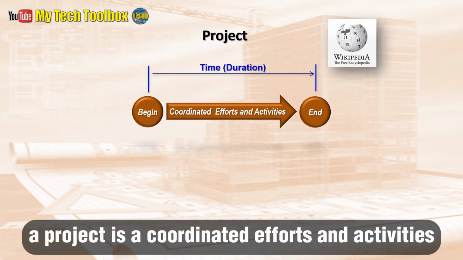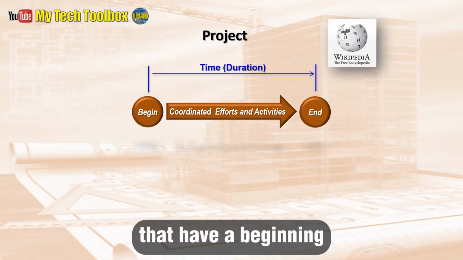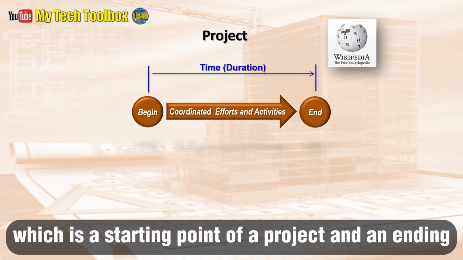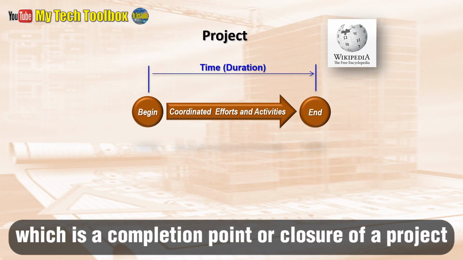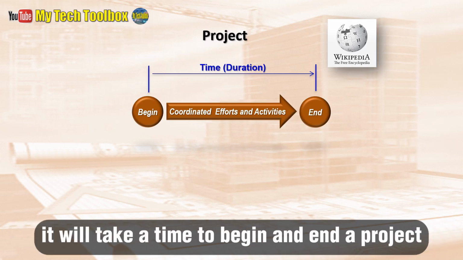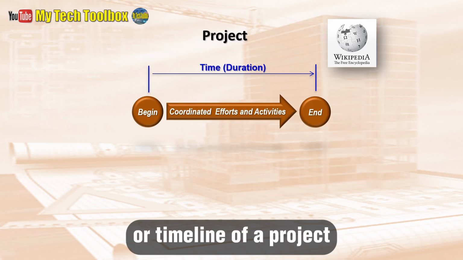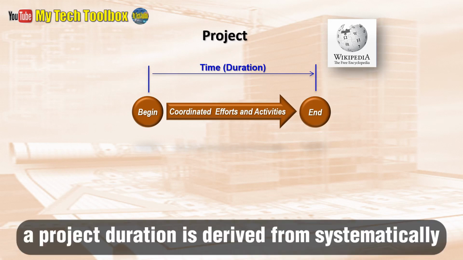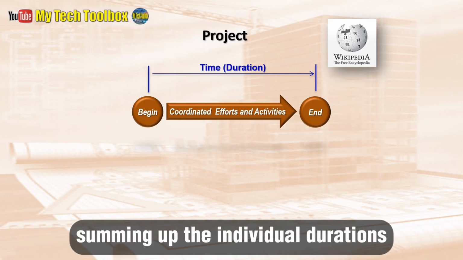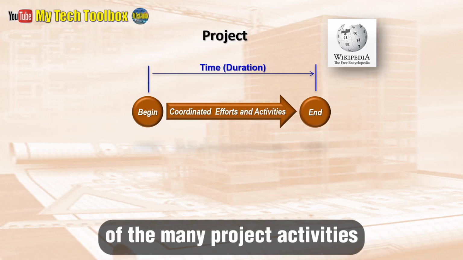A project is a coordinated effort and activities that have a beginning, which is a starting point of a project, and an ending, which is a completion point or closure of a project. It will take time to begin and end a project. That time is called the project duration or timeline of a project. A project duration is derived from systematically summing up the individual durations of the many project activities.